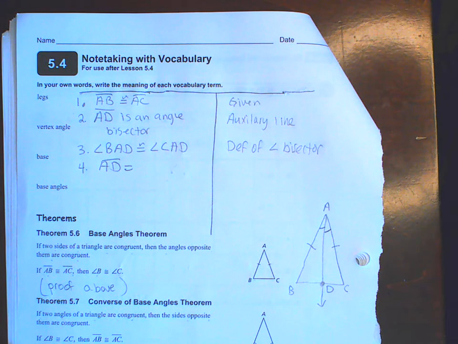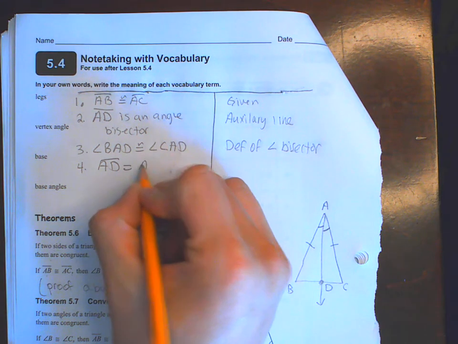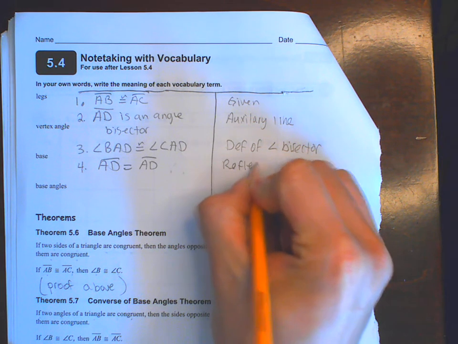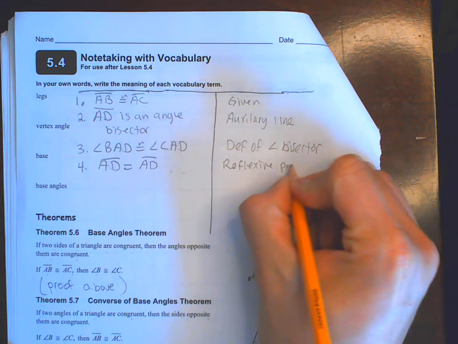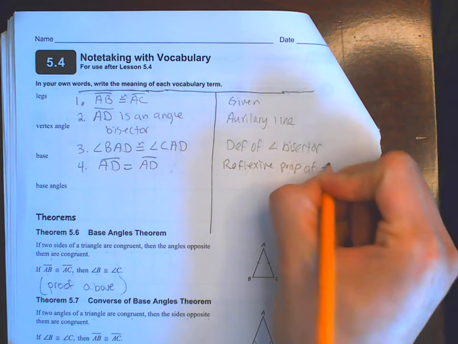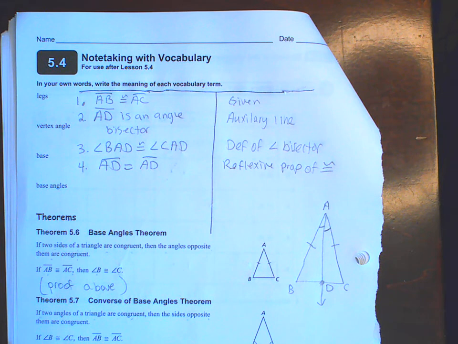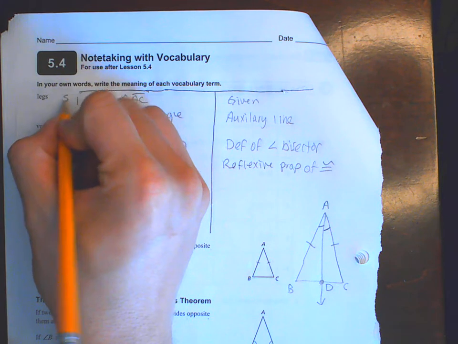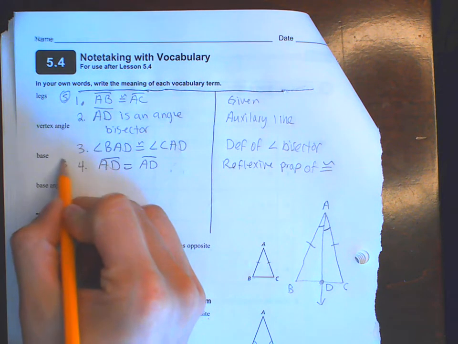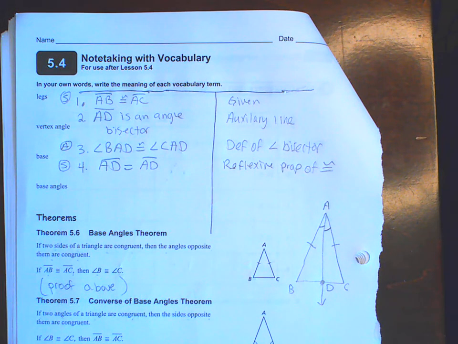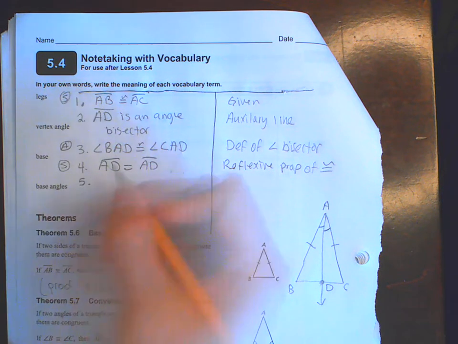Okay, so AD is congruent to AD, and that is because of the reflexive property of congruence. All right, so check this out. You have a side, you have another side, and an included angle. So therefore, the two triangles are congruent by the side angle side congruence theorem. This is what we learned in the last section.